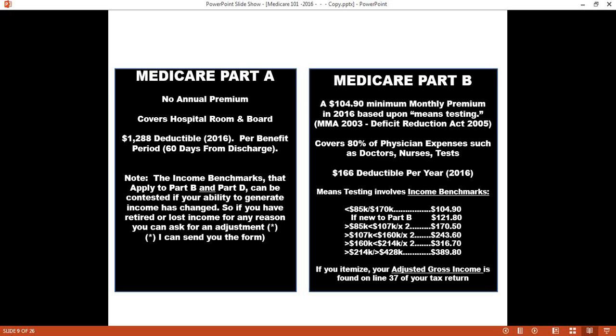So you can see the benchmarks right there on this slide. The highest benchmark is for single people making more than $214,000 of adjusted gross income, or couples making more than $428,000. And in that case, they're being charged almost $400 a month for their Part B.